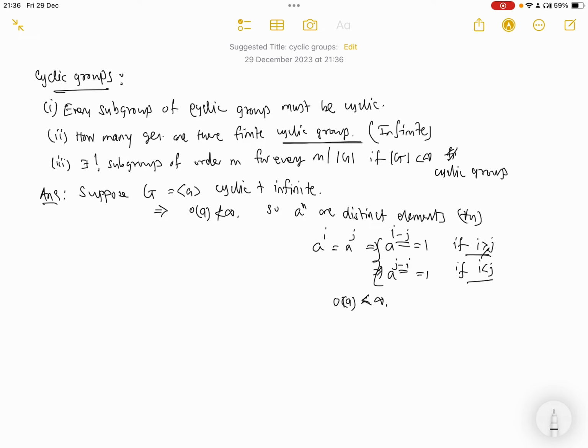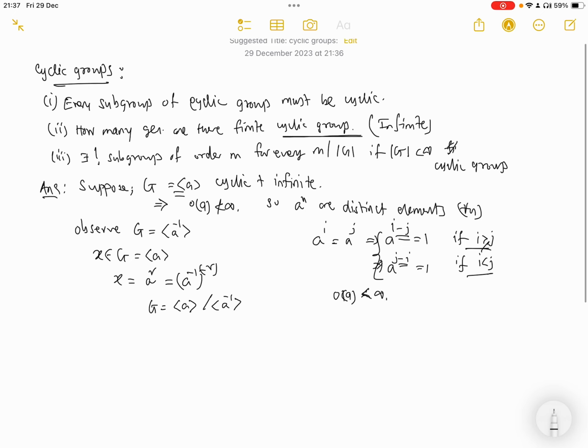Anyway, so now let's see how we can do it. So firstly, observe that if G is generated by a, then G is also generated by a inverse, right? Because take any element x from G, because it is generated by a, it will be some power of a, right? But the same thing you can write like this. So it is also a power of a inverse. So G already has two generators. And now my claim is these are the only two generators. So either it is a or it is a inverse.